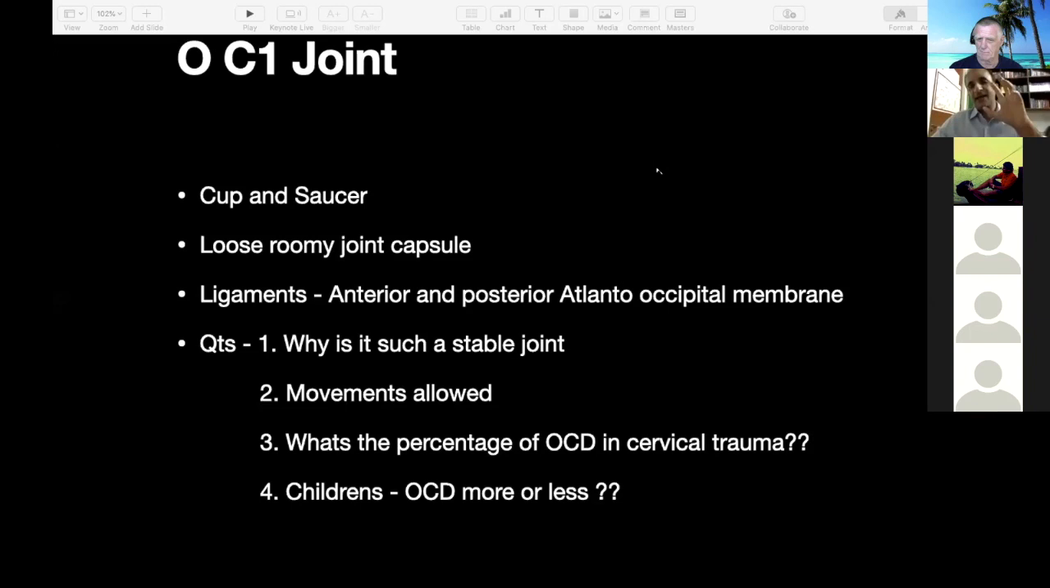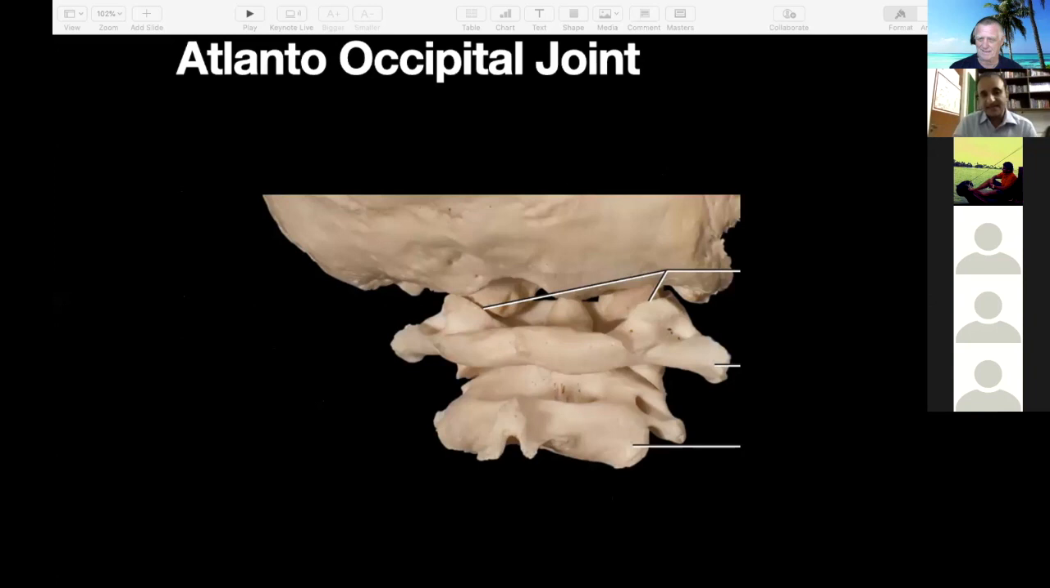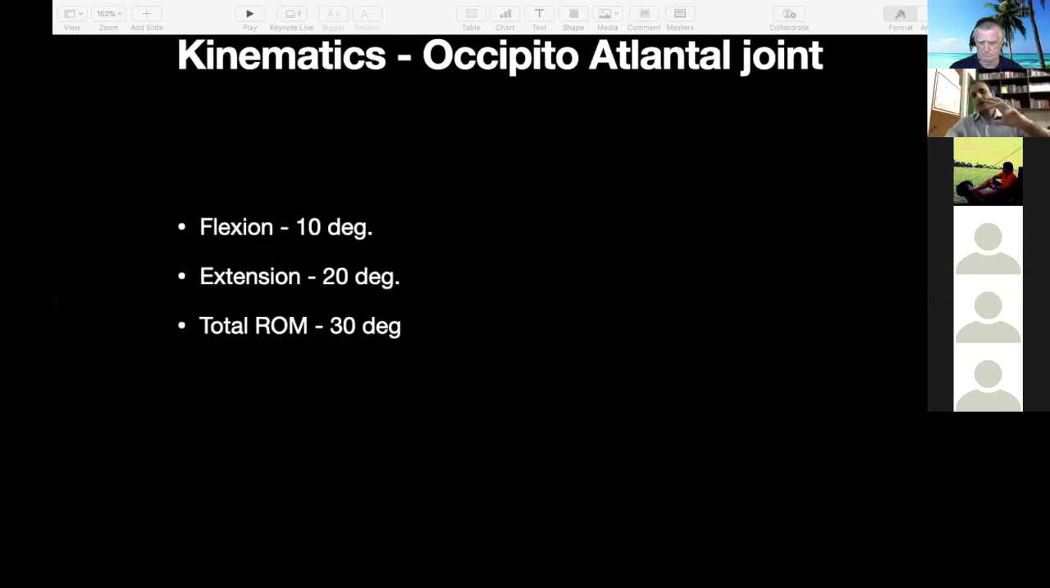Okay, so let's see what's happened here. Okay, so this is the OC1 joint. Agreed? Now look here. You have a lot of motion. So the idea that there is restricted motion at OC1 is not correct. Okay, so you have a lot of motion, but still it's a stable joint. Now look here.